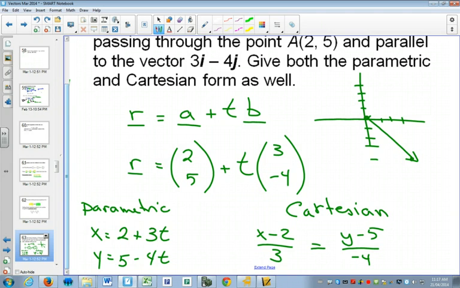So what does this mean as far as how does this align with what we've done in the past? Well, first of all, we know a point on that line. We know that it has 2, 5. So there's 2, 5. We know that it's going in the same direction as 3, negative 4. So if I went over 3 and down 4, what point would I get to? 5, 1. So this is the actual line that we're talking about.